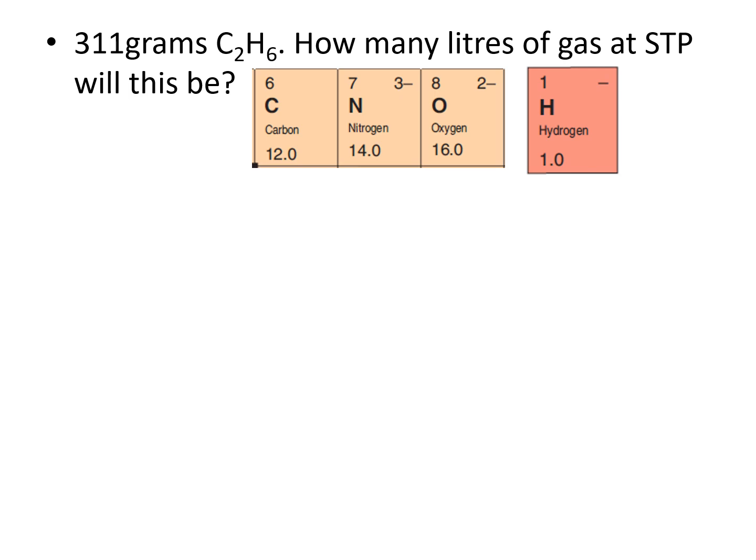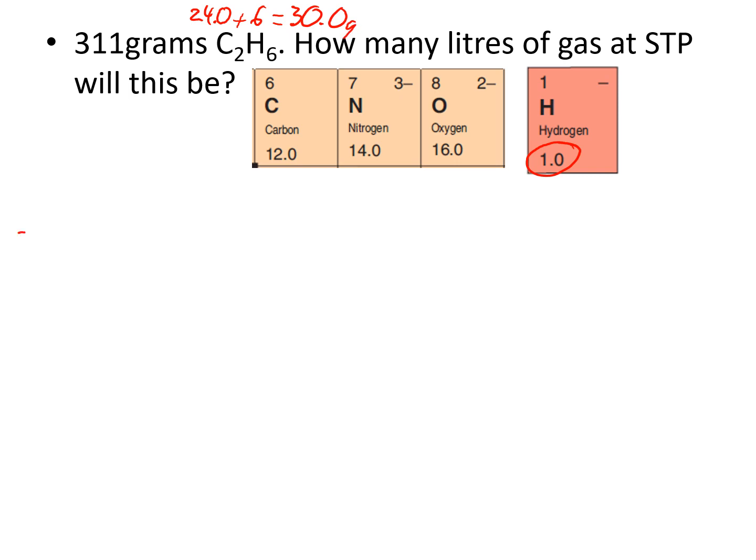So we have 2 carbons. Each carbon has a molar mass of 12, so that's going to be 24. And we have 6 hydrogens, and the molar mass of hydrogen is 1, so that's just going to be 6. 24 plus 6 equals 30, and so the molar mass is 30.